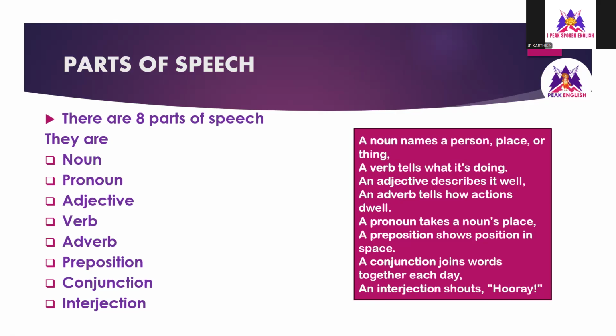And a verb tells what it is doing. Verb means actions. All action words are called verbs. We do different actions, right? Talking, walking, sleeping, waking up, scolding, swimming, writing, reading. So all these are actions. So action words are called verbs. And then adjective. What do you mean by adjective? Adjective describes the noun, describes the person. That is an adjective.